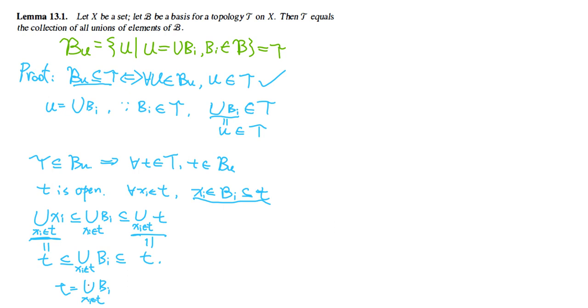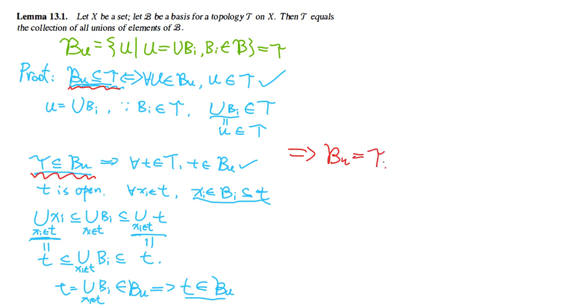So we have this relationship, and because the right side is the union of B_i, according to the definition of BU, this should be an element of BU. So we can conclude that T is an element of BU. We proved this, so it means T is a subset of BU. And because we have those two relationships, we can conclude that BU equals T. That's why this is true. Okay, then we're done.